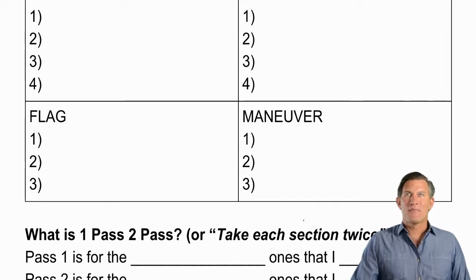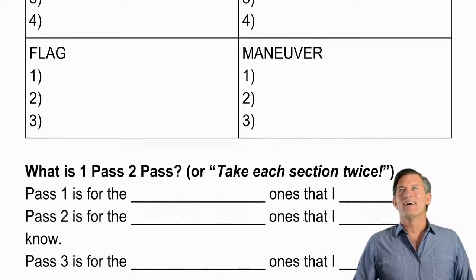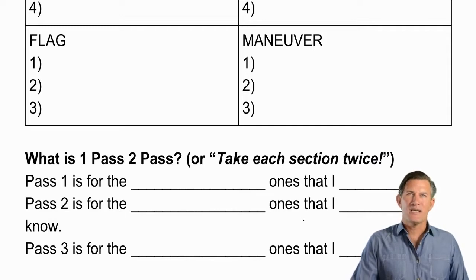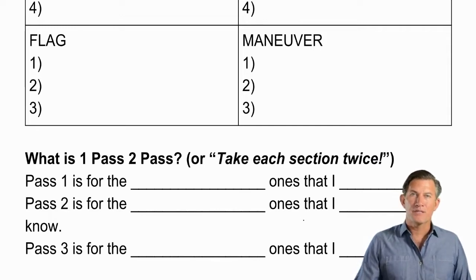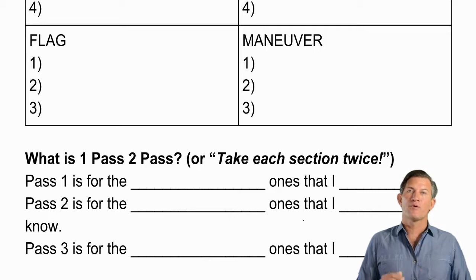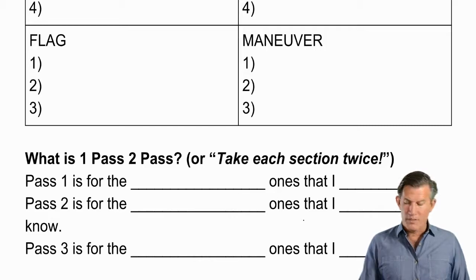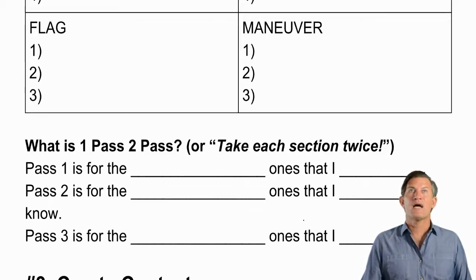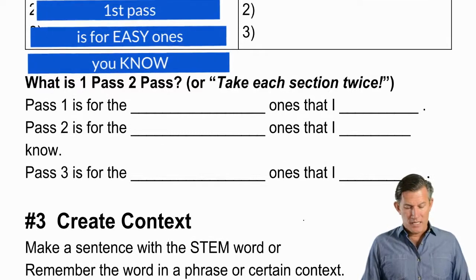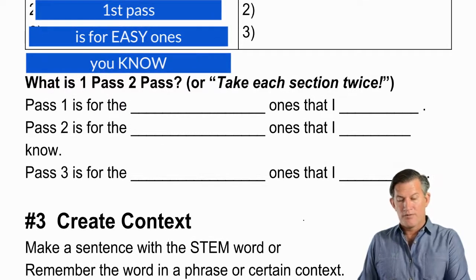Now that you're back from the pause, all right, we've got 2 passes. You're going to take each section twice. All right, there's synonyms and analogies both in the verbal for the SSAT. There's synonyms and fill in the blanks for ISEE. Okay, there's a little bit of difference in the test, but the first pass is for the easy ones that you know.